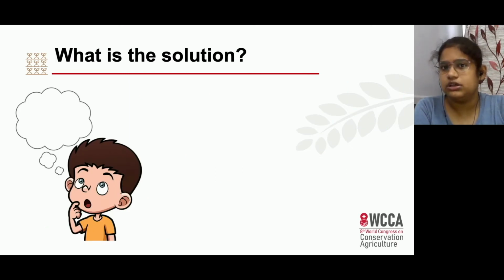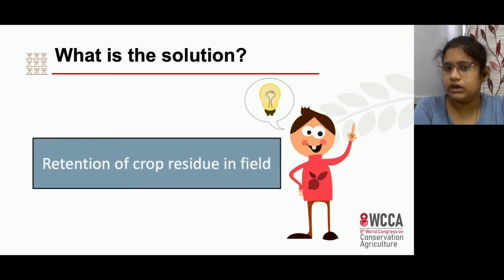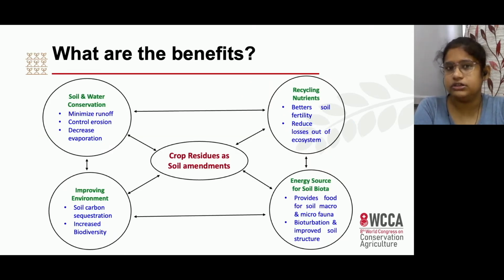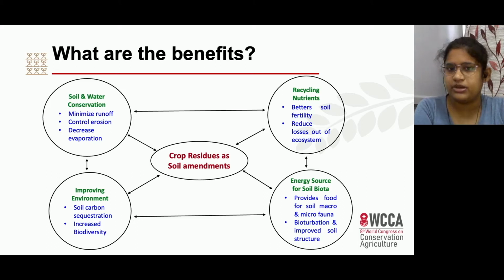So what is the solution? What could we do? The idea is to retain the crop residue in the field itself. And this crop residue in the field can do wonders, like conserving the soil and water. Crop residue is a storage of residual nutrients and thus can help in recycling the nutrients, which betters the soil fertility. It also acts as a food bank for soil macrofauna, and last but not the least, it helps in soil carbon sequestration, thus improving the environment.